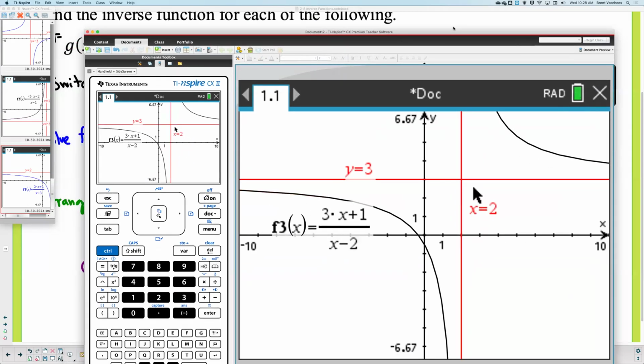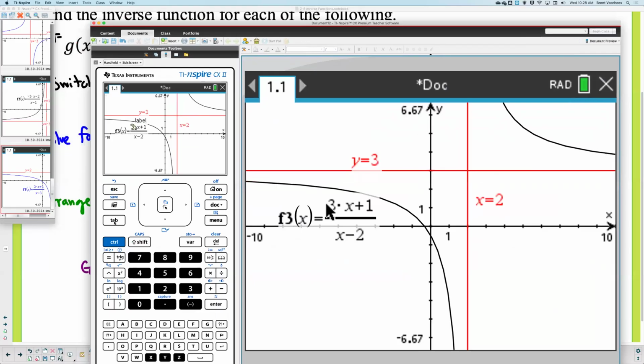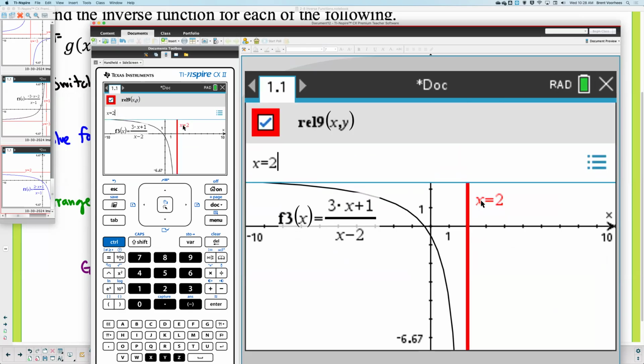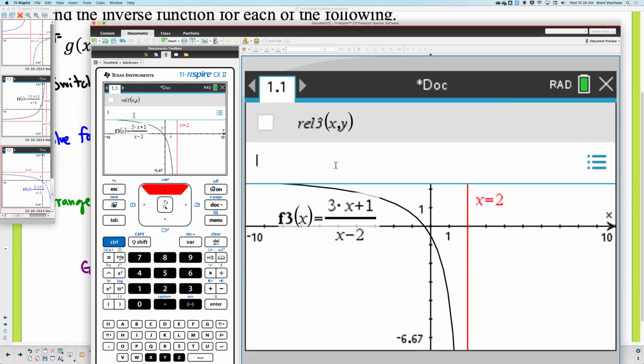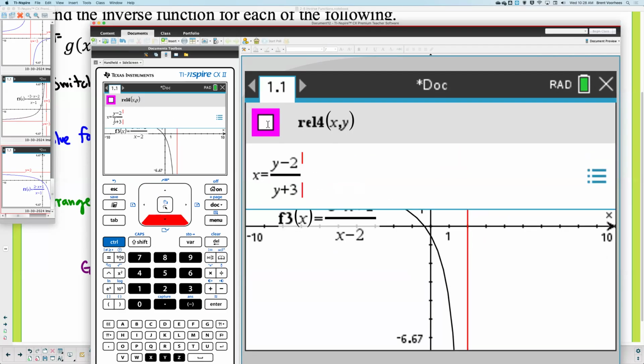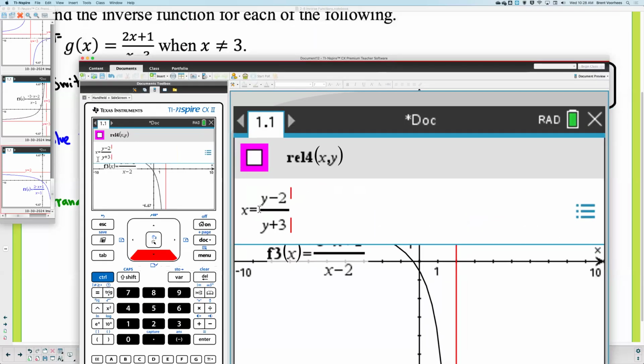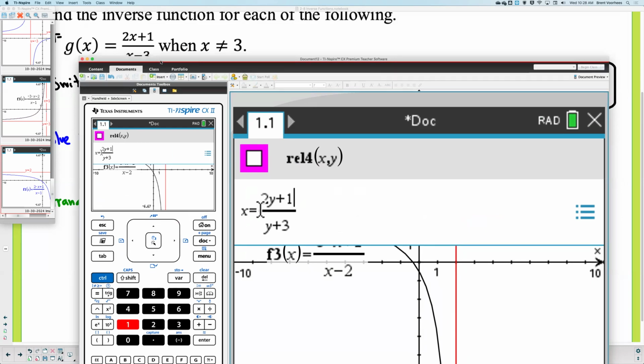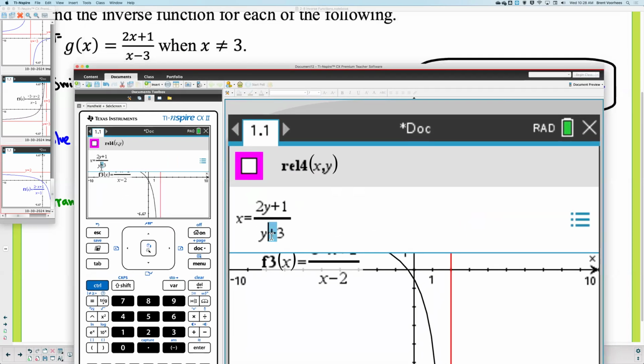And just to show one more thing on there, I'll turn on that inverse line. I think it was relation 4, maybe. Let me go back and see. I think it's relation 4. There it is. I'll turn this one on. Oh wait, I got to change the equation. Over here it'll be x equals 2y plus 1, let's make sure we got this right, over y minus 3. And this will show us what the inverse should look like when I click that.